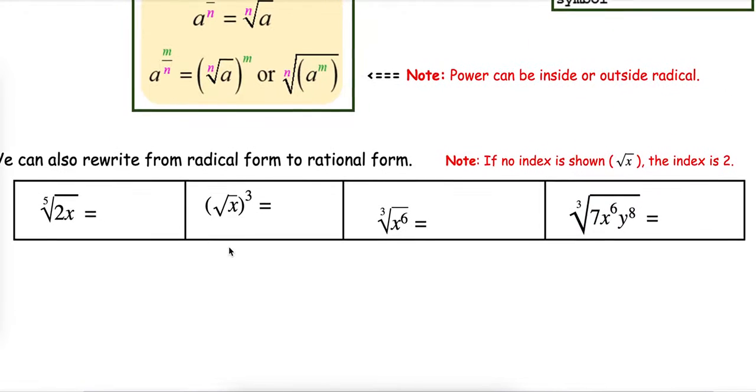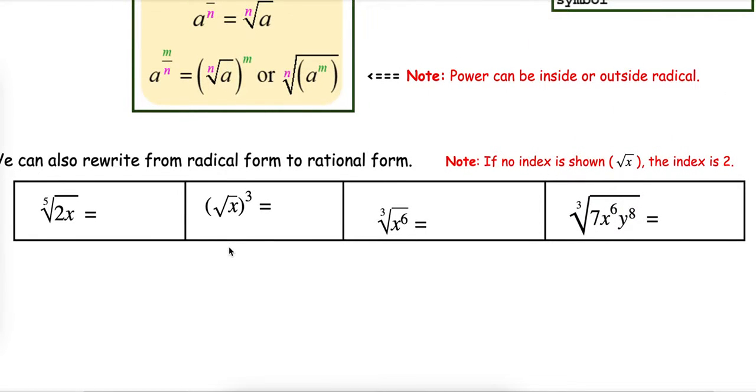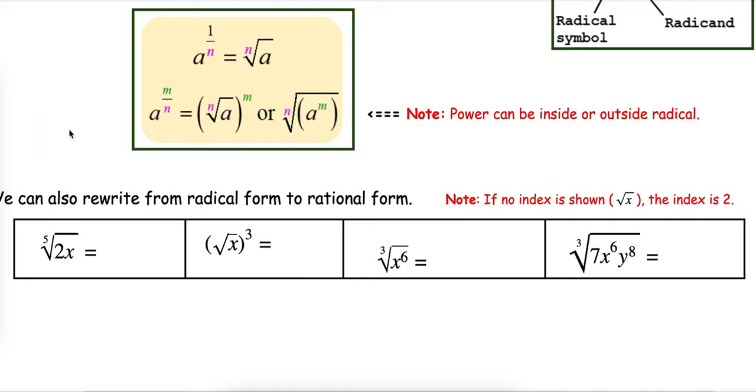So we can rewrite from radical form to rational form, and this is probably more useful because it's easier to calculate when we've got it in rational form, right? So to do this, we take the radicand, which in this case is 2x, and we raise that whole thing to the power of a fraction. So the denominator of the fraction is the index.